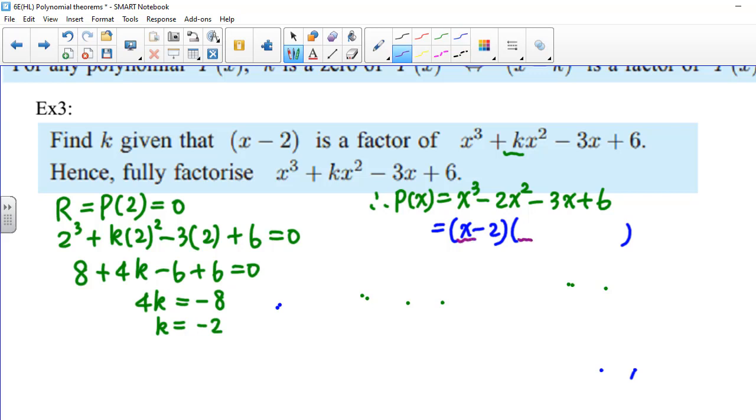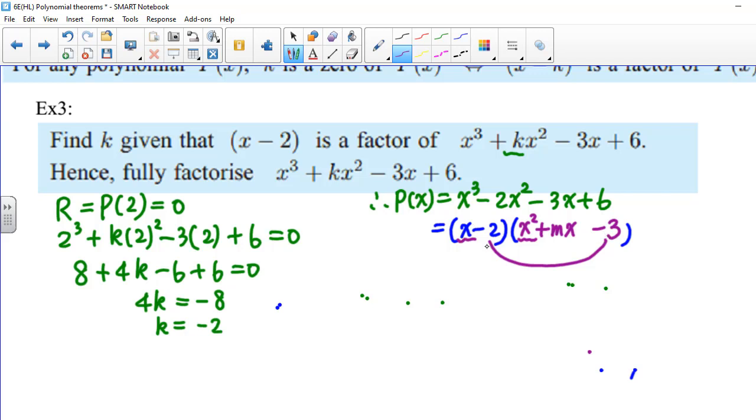X times this one must produce the leading term. So what is the leading term? X cubed. So x times what is x cubed? It's x squared. Then negative 2 times this last term must produce the constant in the polynomial function. So negative 2 times what will give me positive 6? That should be negative 3. The only missing term is the middle term. I don't know the middle term. So I can say x squared plus mx minus 3.